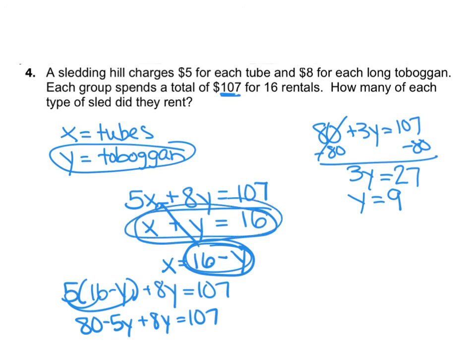Let's go back up into here, and if I plug in that 9, x plus 9 is equal to 16. Well, what plus 9 is equal to 16? Well, we're going to have 7. So x is going to be equal to 7. So we have 7 tubes and we have 9 toboggans.